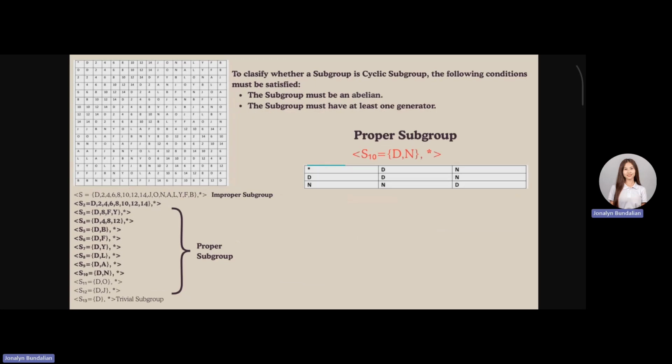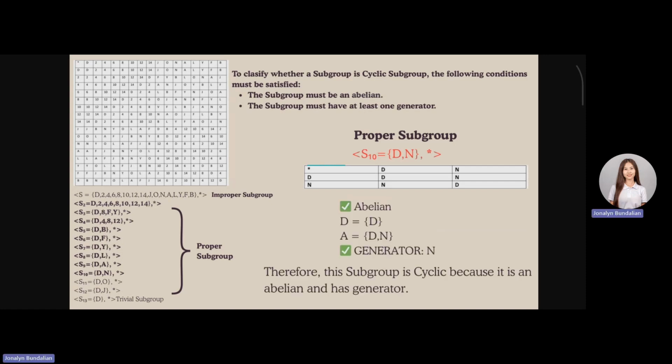So for the S sub 10 is equal to DN, we will check if it is abelian and must have at least one generator. So for S sub 10, it is abelian. D is equal to D, N is equal to DN, and the generator for S sub 10 is N. Therefore, this subgroup is cyclic because it is abelian and has a generator.